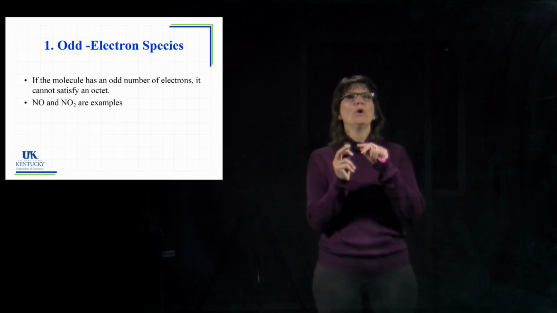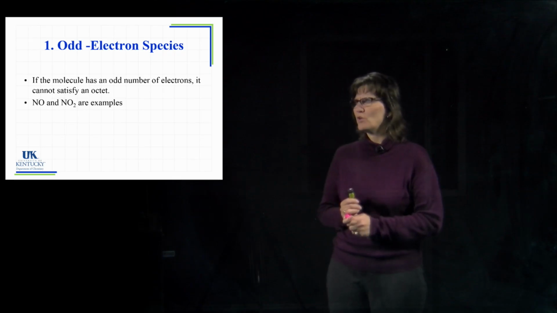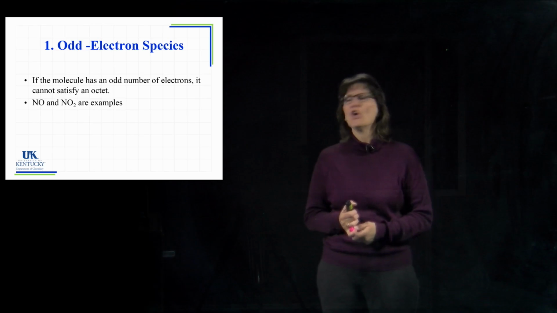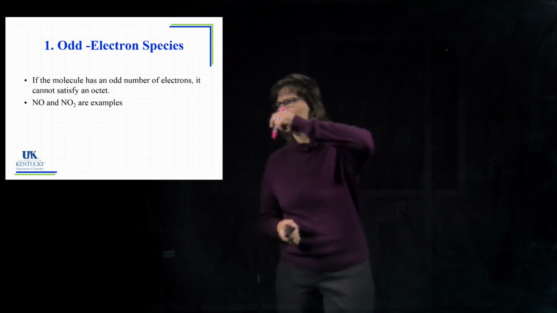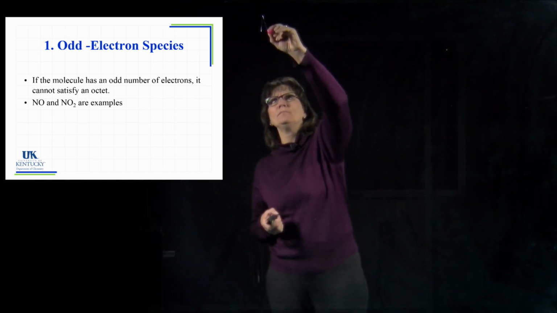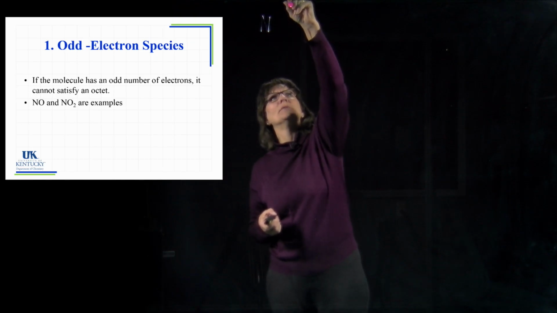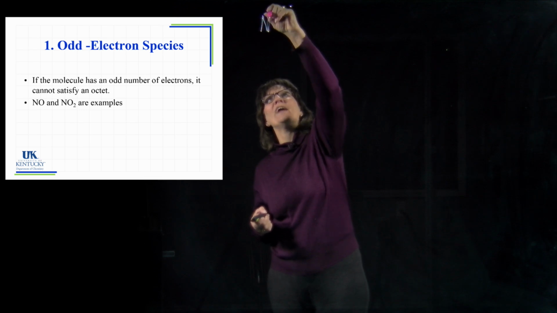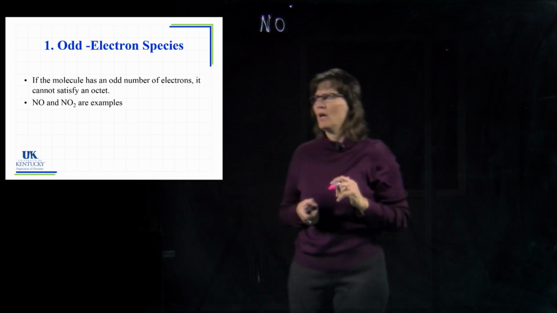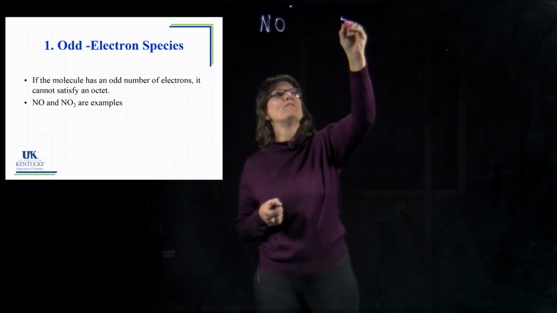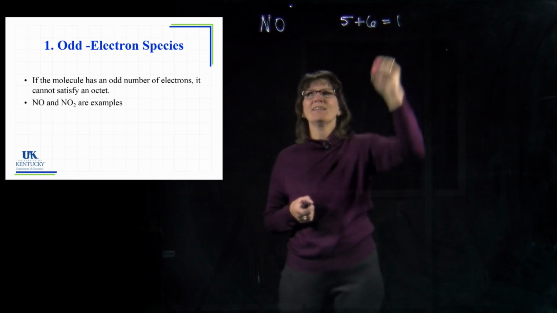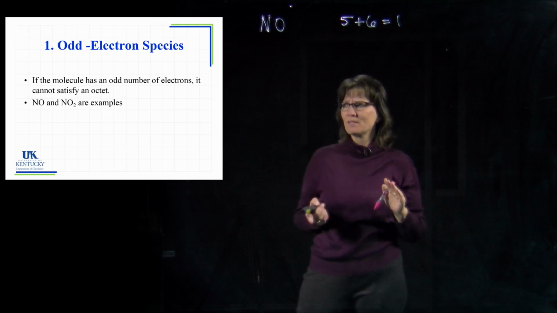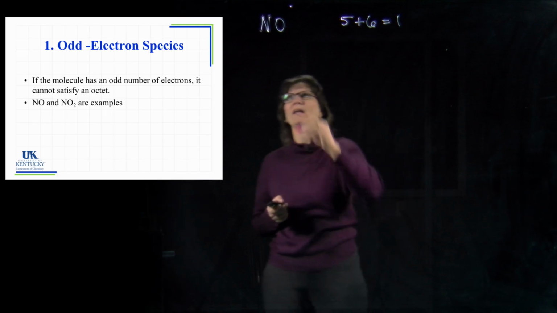So you go through and you count up valence electrons, and when you count up valence electrons, you find that you have an odd number to work with. So both of these examples would apply. Nitrogen with an oxygen. All right, nitrogen has 5 off the periodic table, and oxygen has 6. So that's 11 to work with. You can't possibly satisfy the octet rule with that.